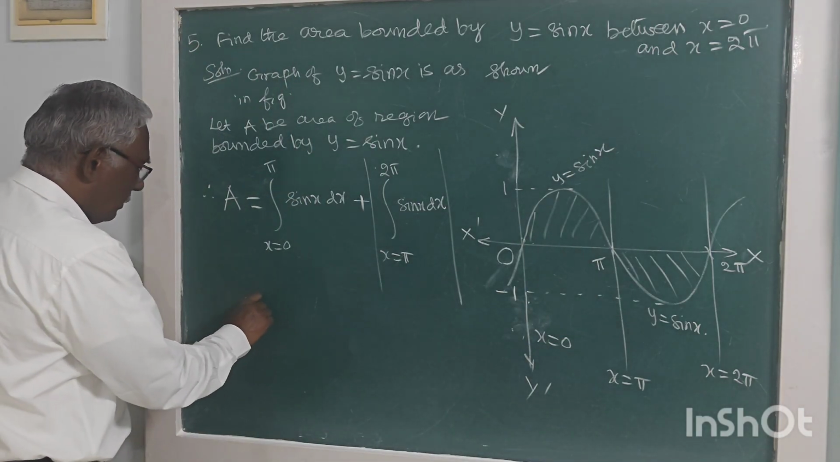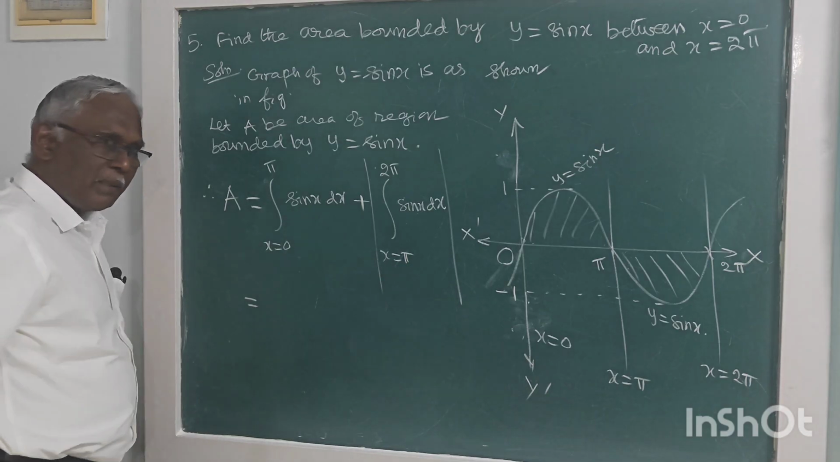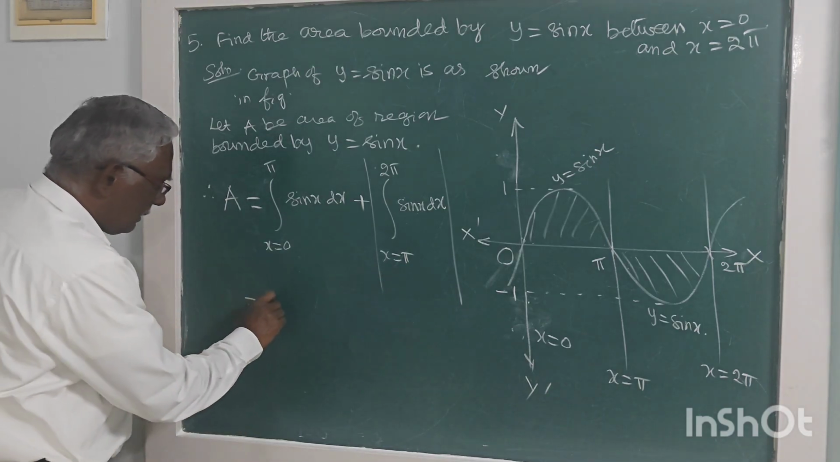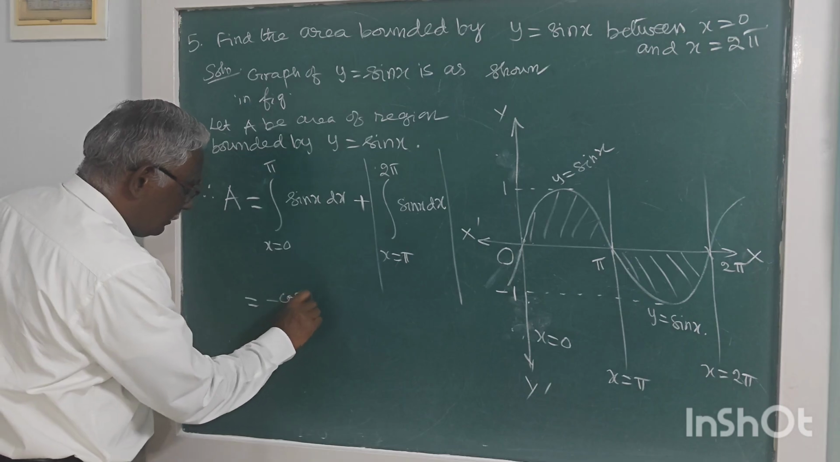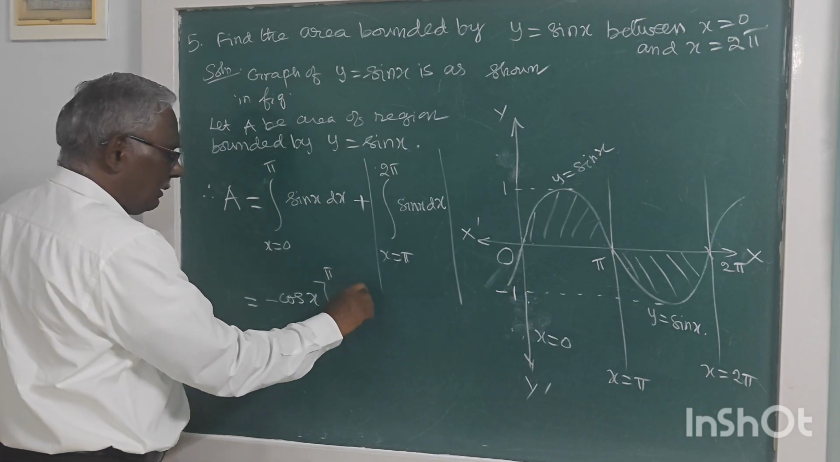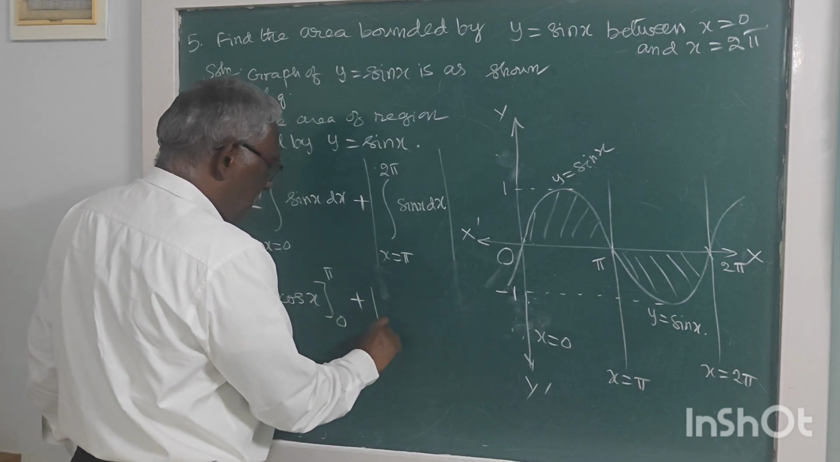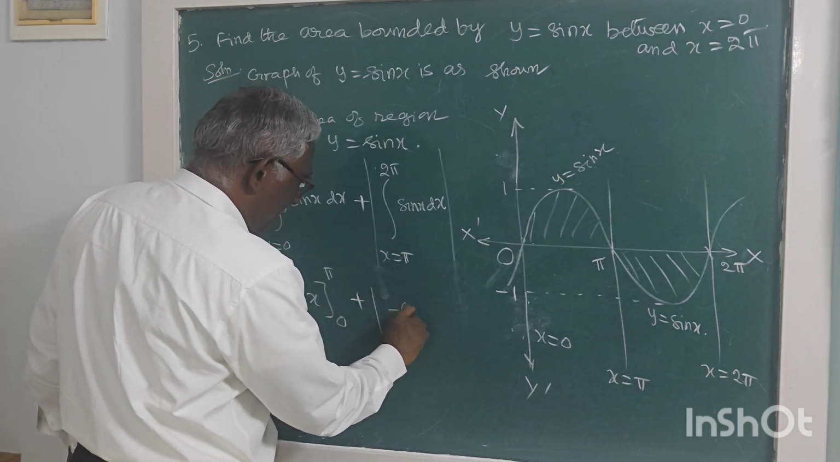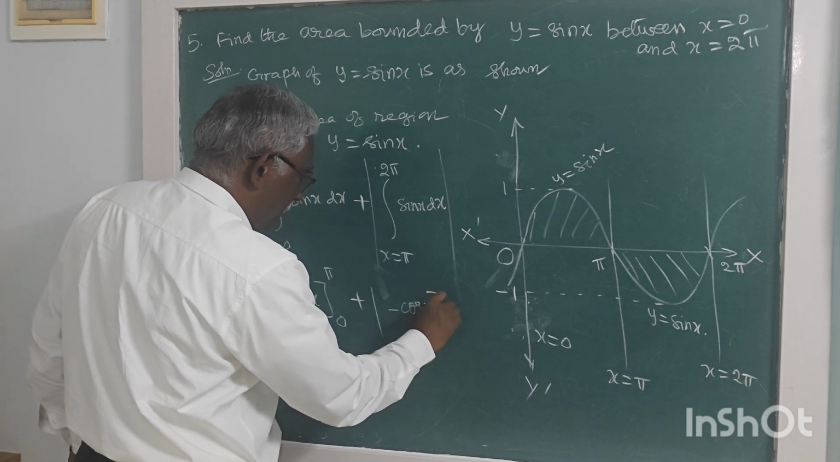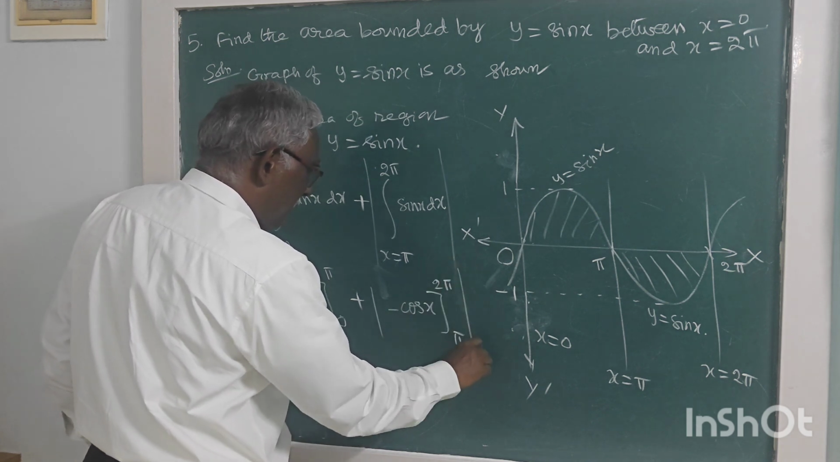So this is equal to, on integrating sin x with respect to x, what will we get? Minus cos x from 0 to pi, plus modulus of minus cos x from pi to 2 pi, modulus.